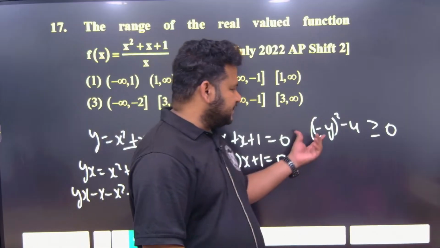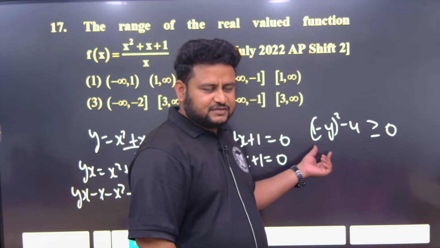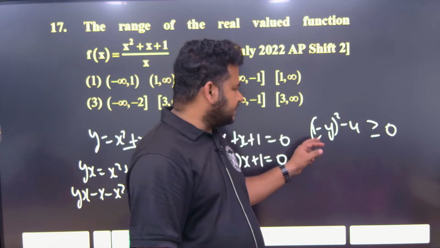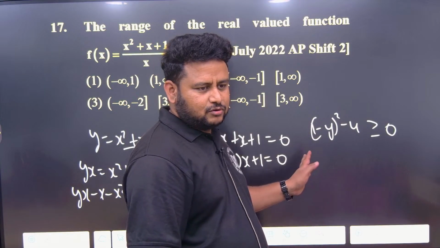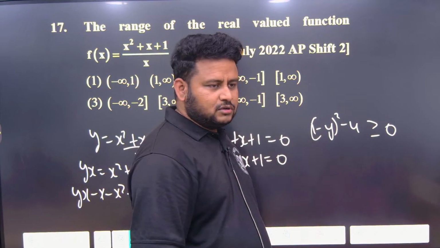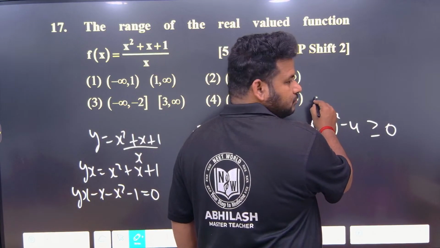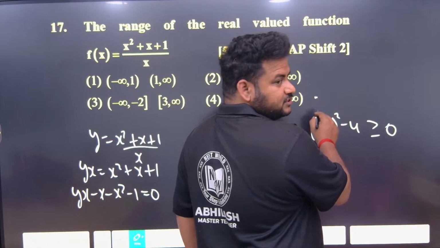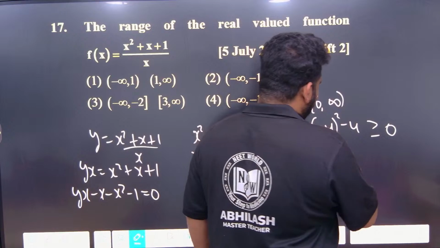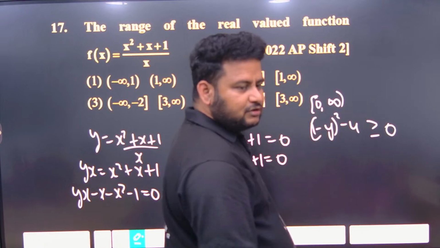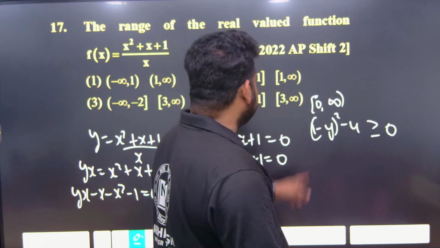Now please observe here, 1 minus y whole square is what? It is a positive value, ranging from 0 to infinity. Correct na? The range of this is what? 0 to infinity. Yes or no? The range of this is 0 to infinity. So I can write this as what? Will this be closed 0 or open 0? Closed or open 0? 0 to infinity. Now I have to subtract what? What should I subtract? Minus 4. If I subtract minus 4, what will I get here?